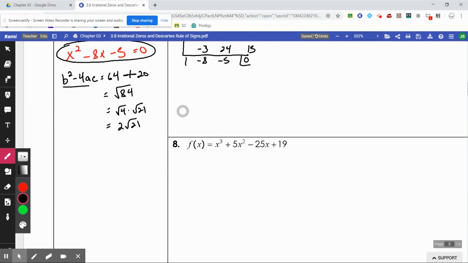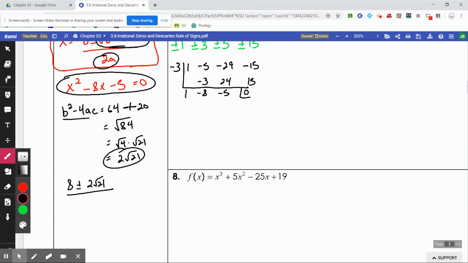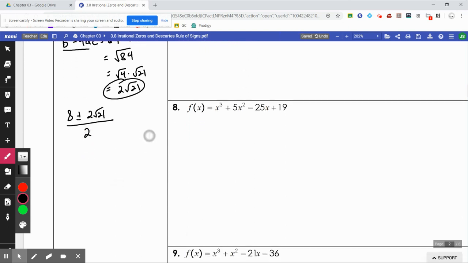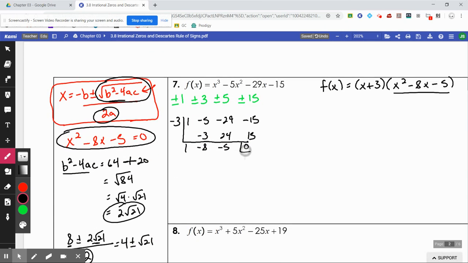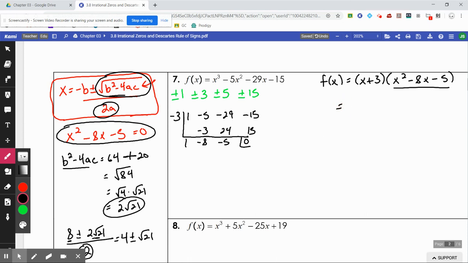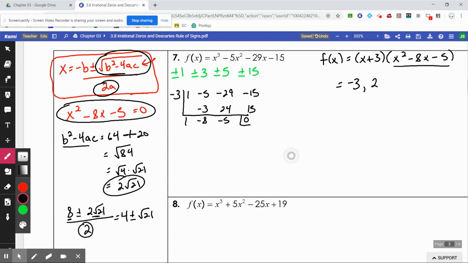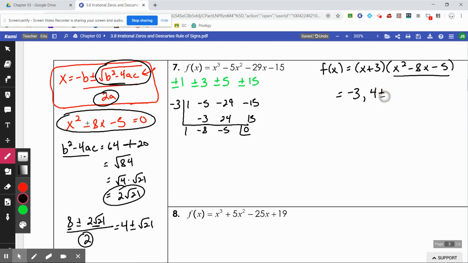Plugging into the rest of the formula, you have negative b plus and minus that stuff divided by 2 times a, and the a value there is 1, so divided by 2. Clean that up, divide each of these values by 2, gives you 4 plus and minus the square root of 21. So that would be your other two roots. So you have x's of negative 3 or 4 plus and minus the square root of 21. There are the three roots, the three solutions to this equation.